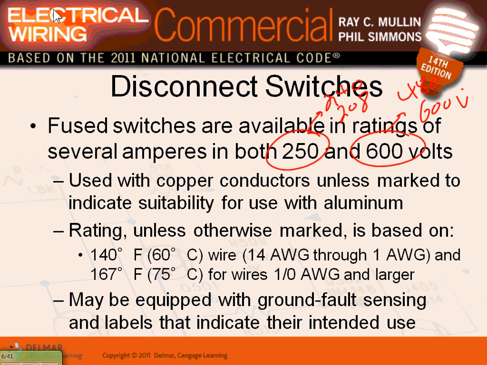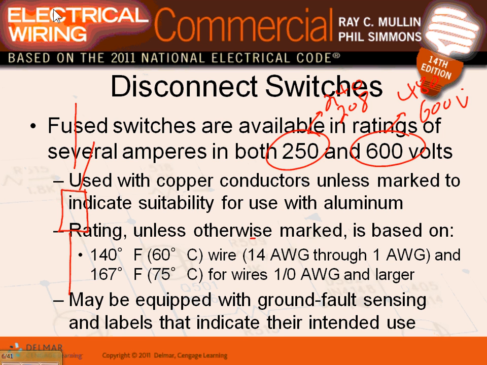So a couple of things about ratings for disconnect switches, and this is for disconnect switches as well as fuses. The reason why we talk about disconnect switches is that most of the time, guys, when you have a fuse, the code requires you to have some type of isolating switch so you can take it out, some type of isolation. So most of the time you have a disconnect switch associated with each fuse, so you can disconnect, take the switch out safely, and work on it.